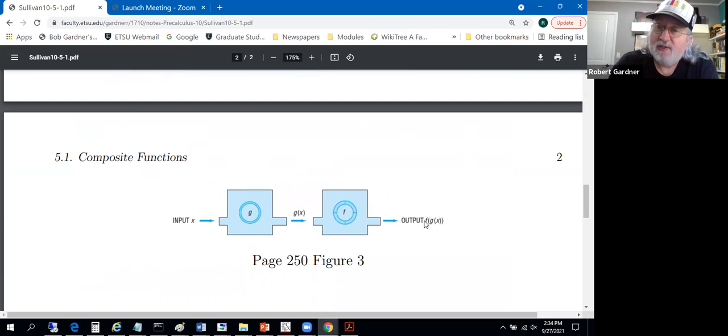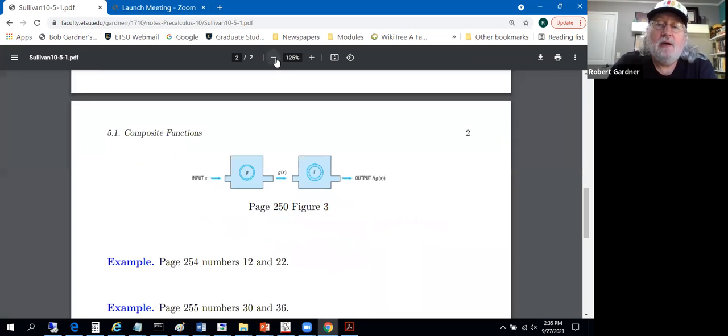And then the output is f of the input, f of g of x. The output here is g of the input. Input was x, output is g of x. For this function, the input is g of x, so the output is f of that input. That is f of g of x. So there it is schematically.